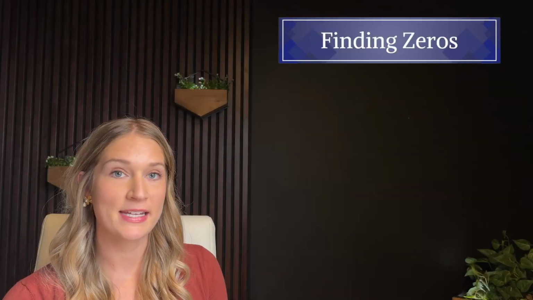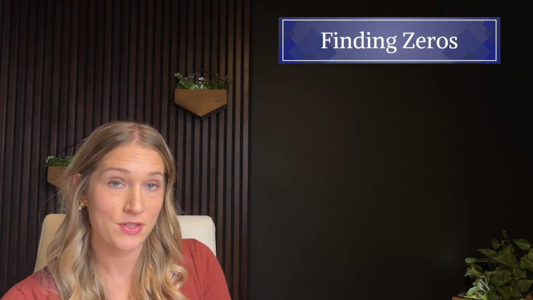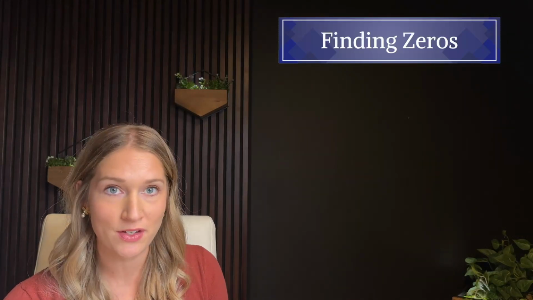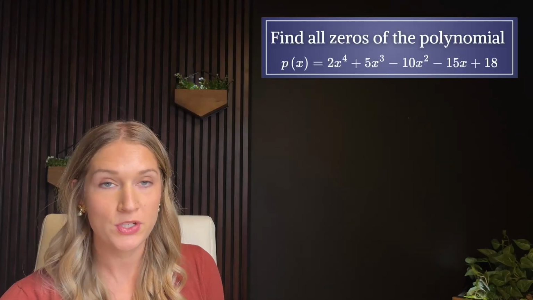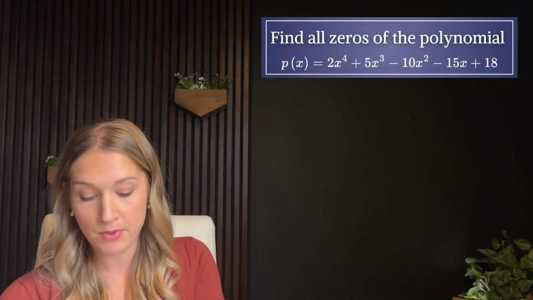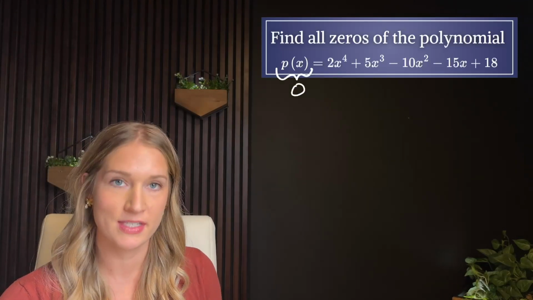Let's talk about finding all of the zeros of a polynomial. There's a couple ways you can do this, but in this video, I'm going to talk specifically about using the rational root theorem to help us find all of the zeros. So let's look at this one. When you're finding all of the zeros of the polynomial, what we're doing is we're saying, I want to know what x values give me a y value of 0.